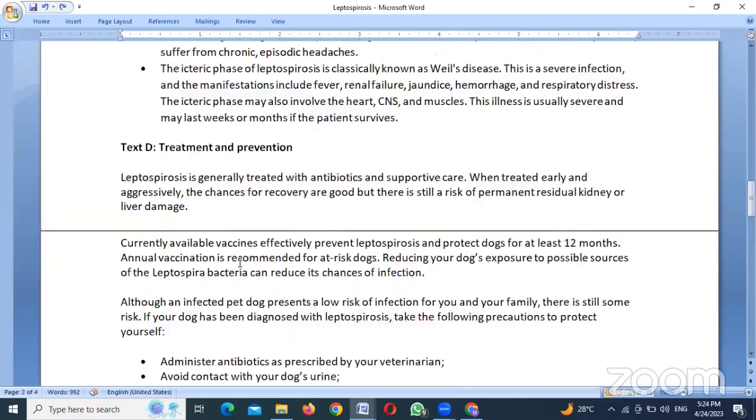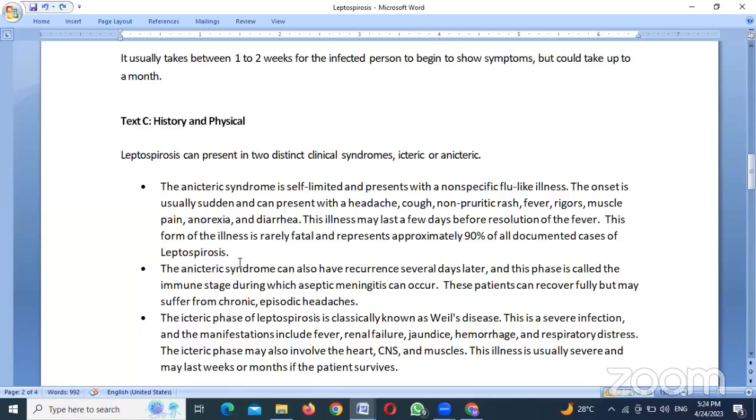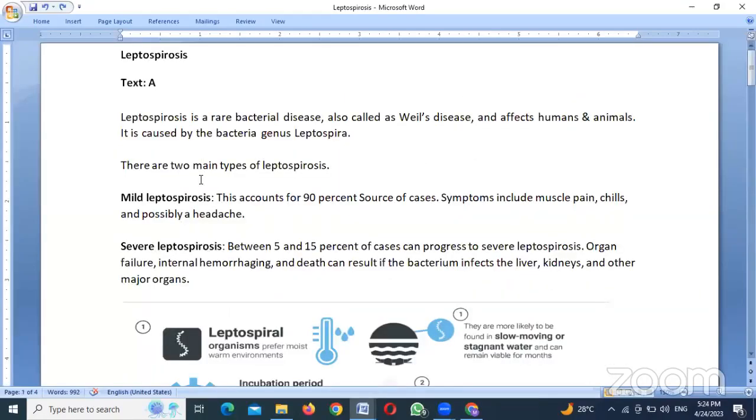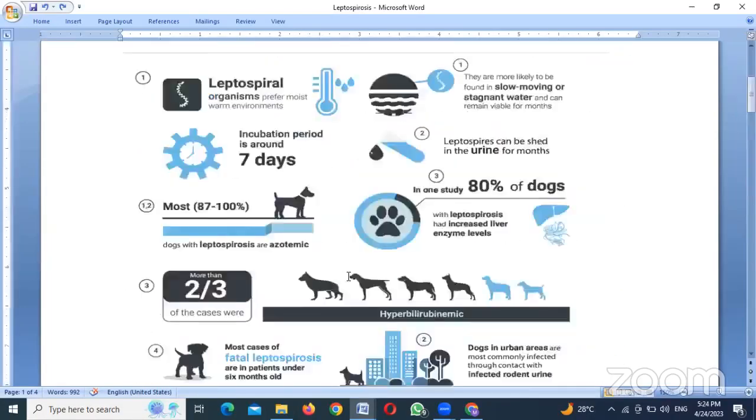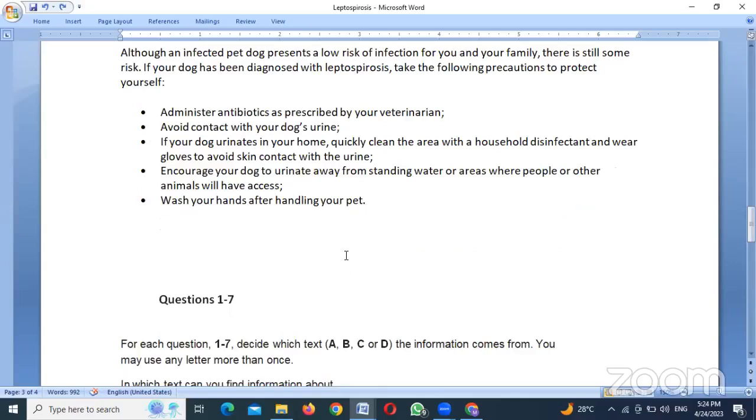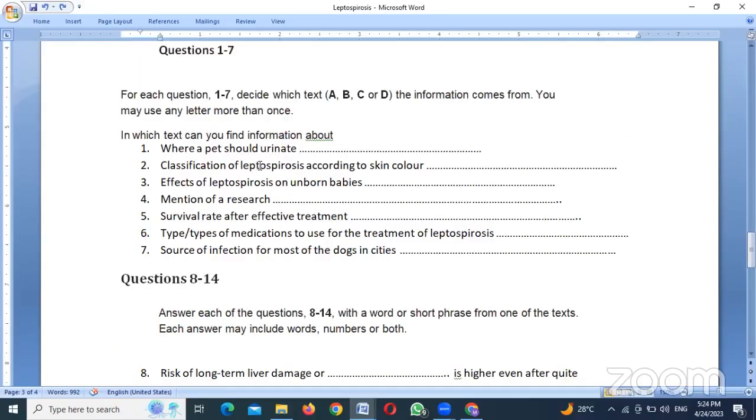C, sir. So why not text A? Because skin color should change in jaundice. Yes, skin color changes in jaundice, and they are not talking about anything about skin color in mild and severe, okay. We can even read about organ failure and so on. So if I change the same question, Dr. Aftab, classification of leptospirosis according to severity.